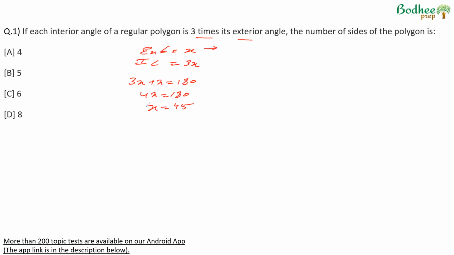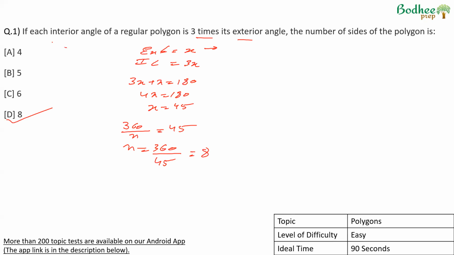We have to find the number of sides of the polygon. The exterior angle of a polygon is nothing but 360 upon n, where n is the number of sides. This we have calculated as 45 degrees. So n will be 360 by 45 or 8. Option D becomes the answer. Again, basic question, application of formula, easy, within a minute and a half.